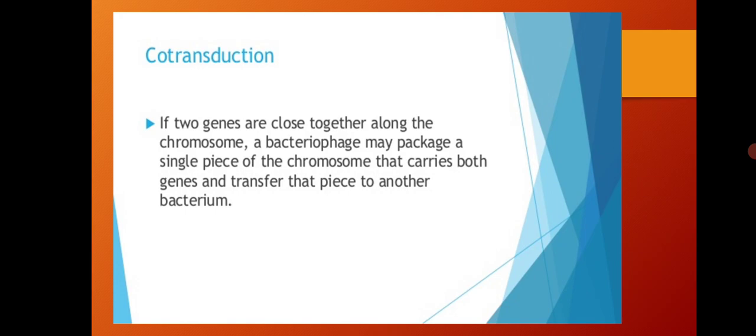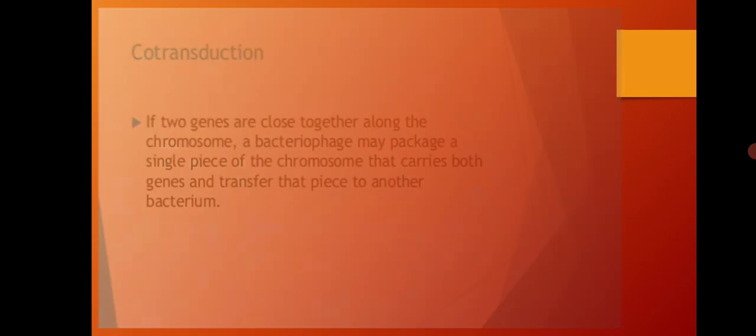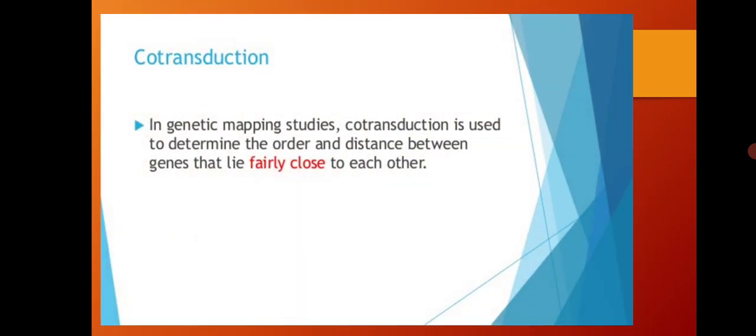So if 2 genes are closely present, a virus, a bacteriophage may pack a single piece of chromosome that carries both the genes and transfer that piece to another bacterium. Okay, so if genetic materials are placed in close proximity, that phage will carry both the genetic materials to the another bacteria. That is co-transduction. It will pack together and transfer from one cell to another cell.